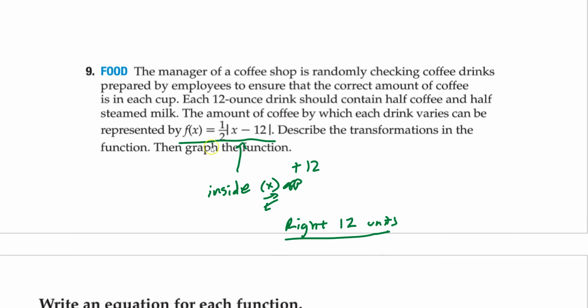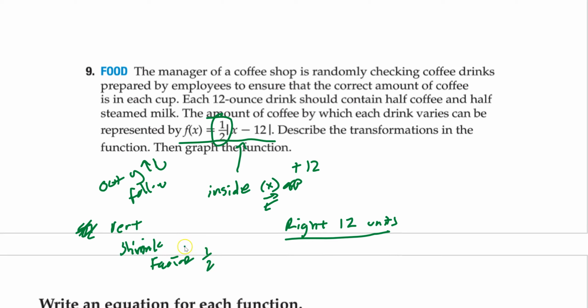Then the 1/2 here, notice that's on the outside. So this is on the outside, y follow. Again, y tells me it moves up and down. And we're multiplying, so it's a stretch. So we're going to stretch it. Actually, in this case, it's less than 1, so we're going to shrink. So it's a vertical shrink, factor of 1/2. So we're going to shrink it by 1/2, and we're going to move it right 12 units.